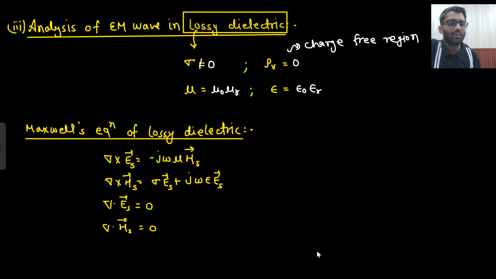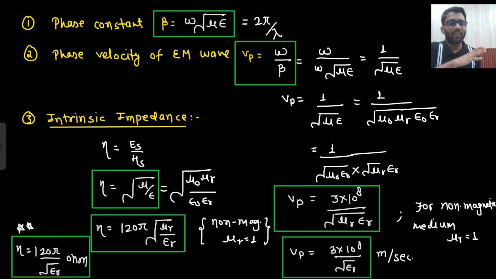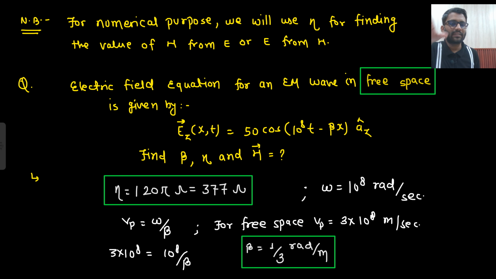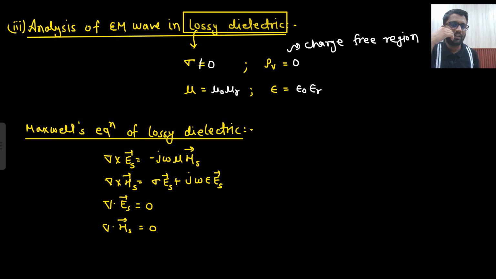So in the next lecture, we are going to see about lossy dielectric as well as the conductor. Lossy dielectric and conductor both are quite the same, and free space and lossless dielectric both are quite the same. So we have seen free space and lossless dielectric, right? In the next lecture, we are going to study lossy dielectric and conductor, and after that we are going to write down the summary as well as solve the problems. After that, all things will be crystal clear. Now at least you can see the EM wave in your brain. Also you can remember some formulas.